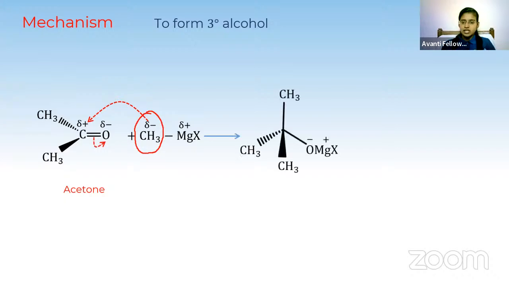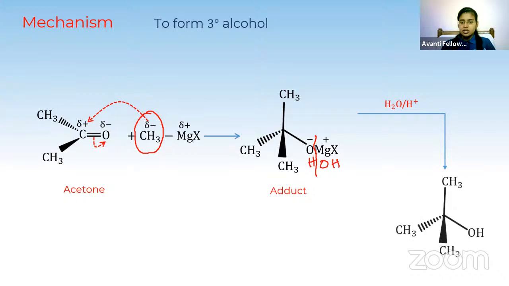So we will get this type of adduct, and on treatment with H2O you have to do the same process. Add the molecule like this, and you will end up with the tertiary alcohol with the removal of MgOH(X). Clear? Is it clear for all of you? Able to understand?